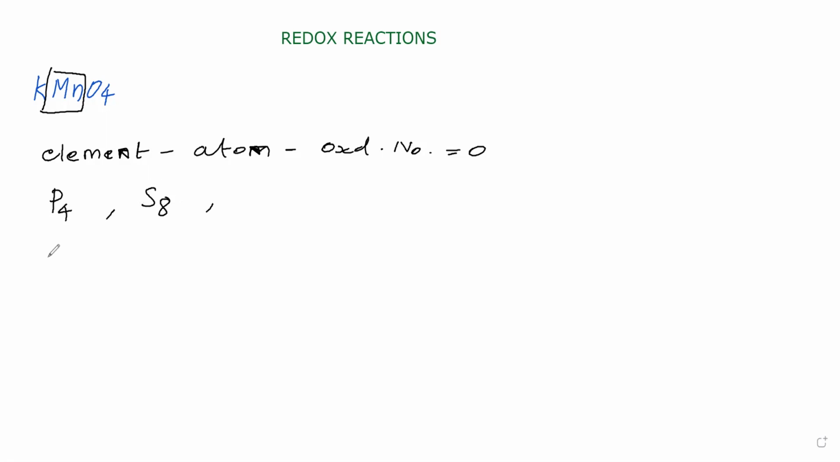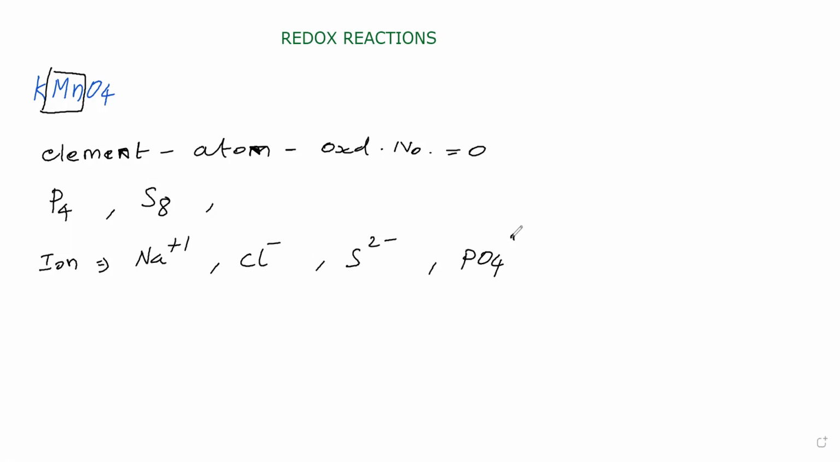Next, we will take an ion. Suppose we are taking a sodium ion. The charge of sodium is +1, and that is the oxidation number of the sodium ion. For Cl minus, the charge is -1, therefore the Cl oxidation number is -1. For sulfide, the sulfur oxidation number is -2. Its charge is its oxidation number.